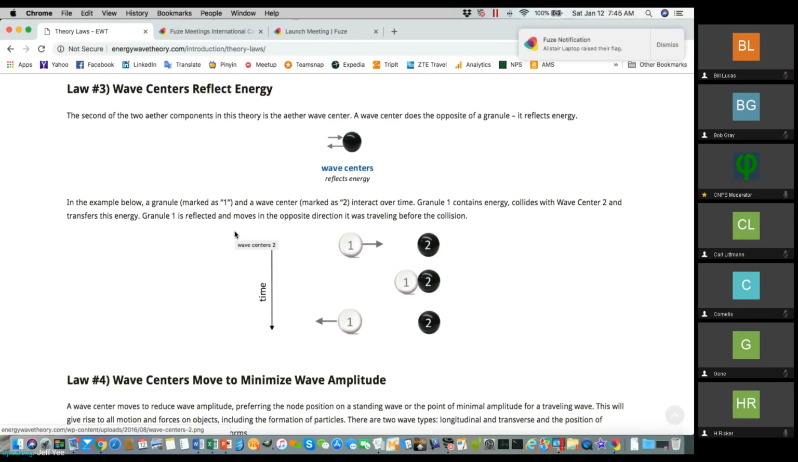Yeah, so in this case, imagine what's called a wave center. Again, a term from Dr. Milo Wolf. Imagine that wave center is that reflecting point. So it's the equivalent of fixing something to the wall. That's what it reflects off of.